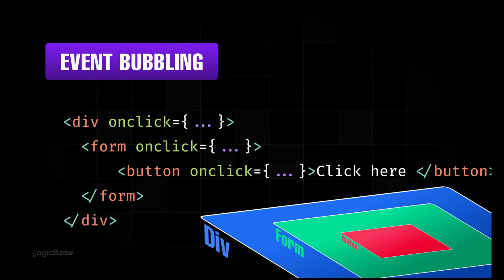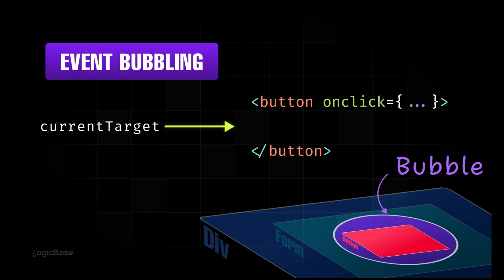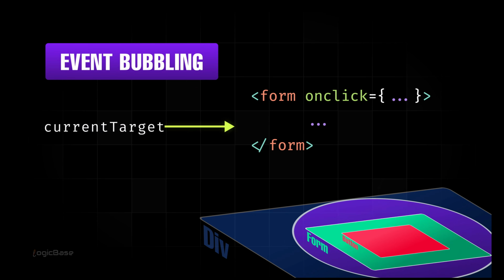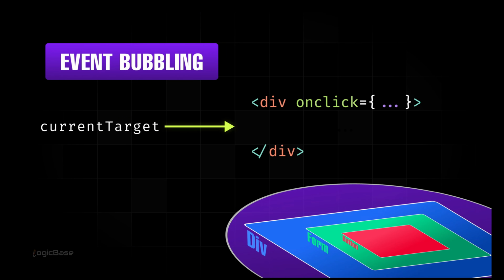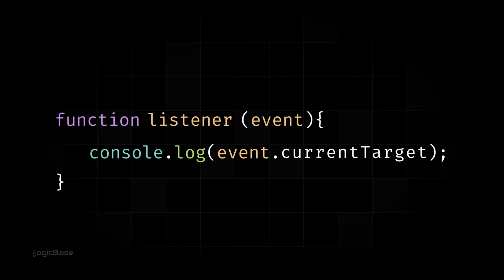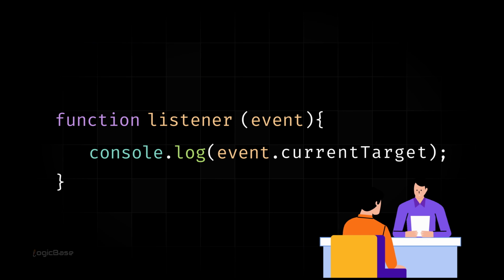In the bubbling process, the event is first on the button. So current target is the button. Then when the event propagates to the form, current target becomes the form. Finally, when it reaches the parent, current target is the parent div. This current target is what you get as this inside the event listener. So if you get asked in an interview, you can simply answer this and event.currentTarget are the same thing.